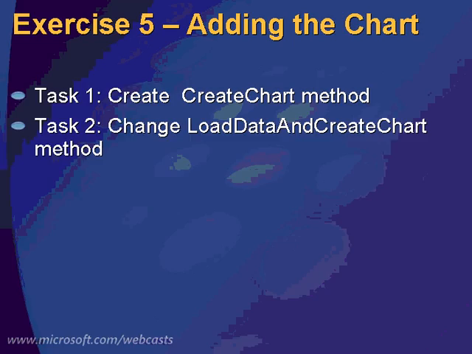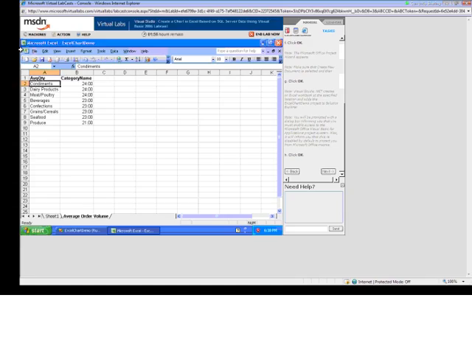There we go. Exercise 4 is done. Now it's time to move on to exercise 5. Exercise 5 will be adding the chart. It will be 2 tasks. First one will be create the create chart method, and the second one is change the load data and create chart method. So pretty much add a method, and change one of our previous methods to incorporate the new method that we just added, which was create chart. And then there we go.